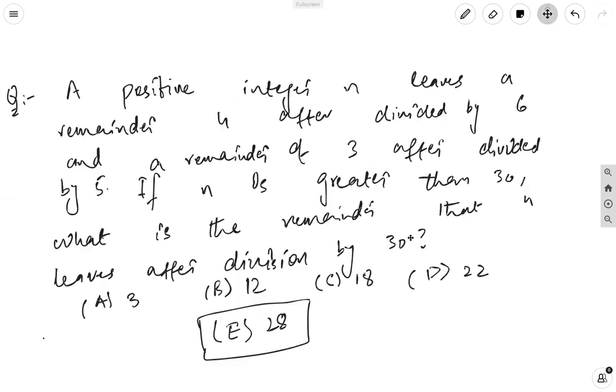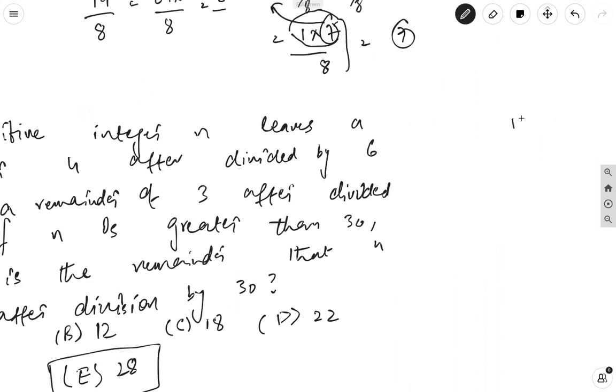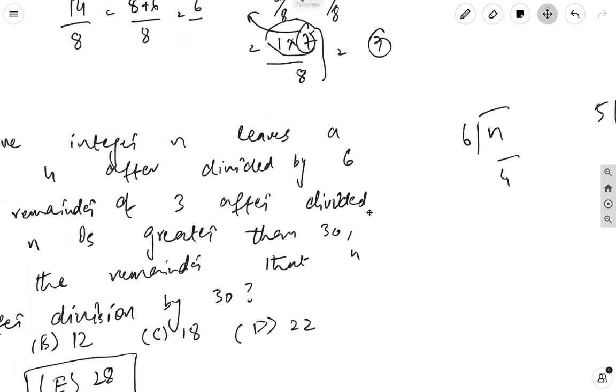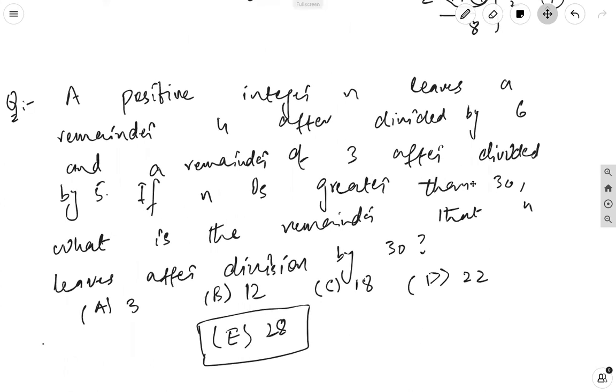Right, so we have 2 scenarios. We have integer n. When this is divided by 6, the remainder is 4. And when the same is divided by 5, the remainder is 3, right? First thing. And afterward it says that if n is greater than 30, what is the remainder that it leaves after division by 30?